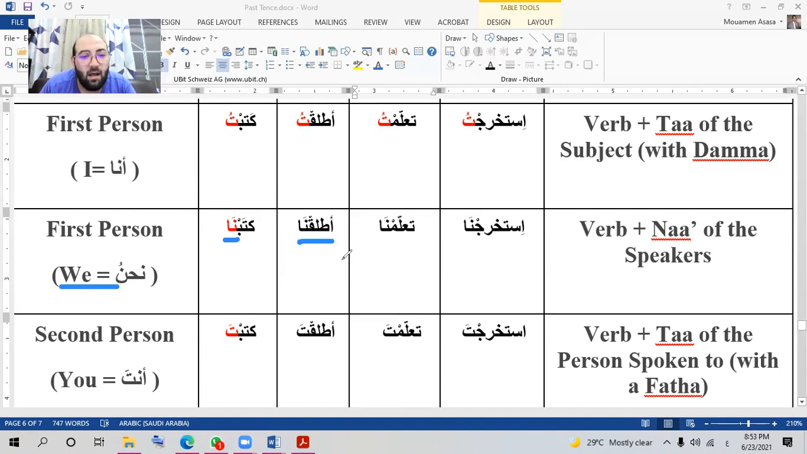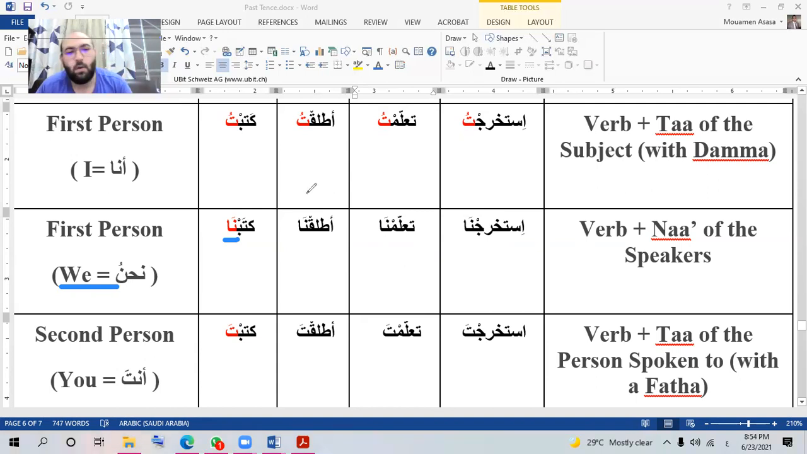كتبنا, أطلقنا, تعلمنا, استخرجنا. These letters we added to the verb give the doer. Same as in English, same in present, same in past. In present, when we are using we, what do we add? Noon. You remember we add noon at the start. نحن نكتب. We add it at the first of the verb in present. In past, we add it at the end. كتبنا.